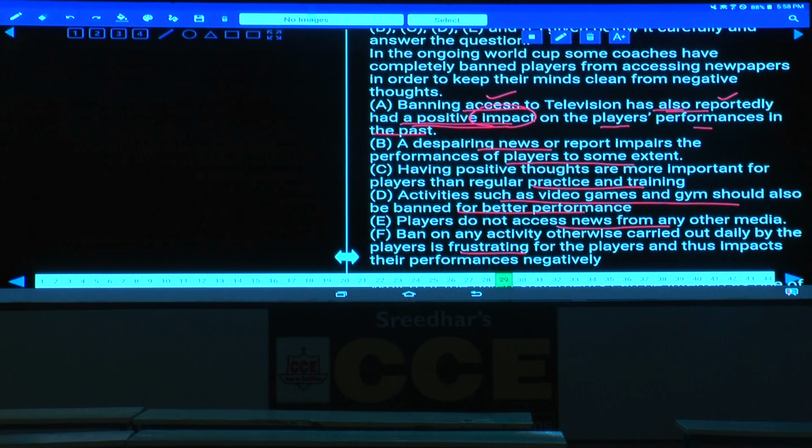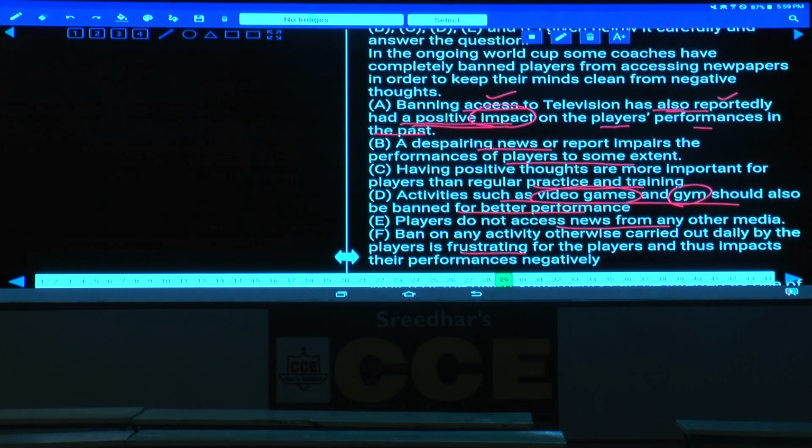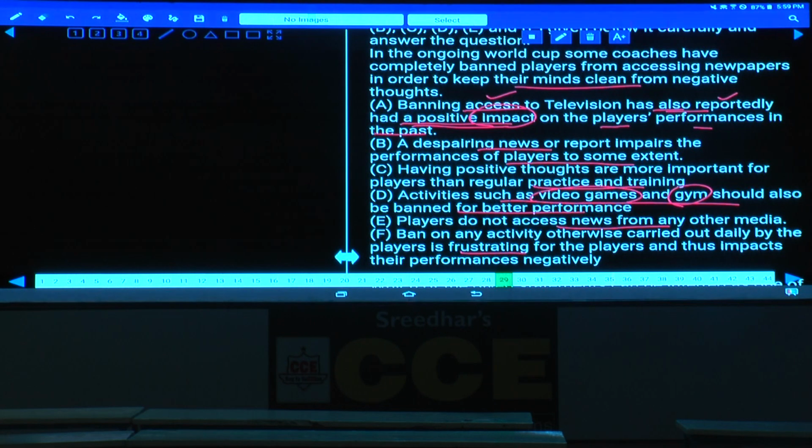Why? Actually here, no information about this one. Video games and gym. Whether these video games and gym will keep their minds free or not, that is not clearly given in the paragraph, isn't it? Maybe some of the players by playing these video games can be very relaxed. And some of the players who are going to the gym, they can get relaxed only in the gym. Hence, whether this keeps their minds clean from the negative thoughts is not clearly given, isn't it? Hence, here television, that is the only thing.